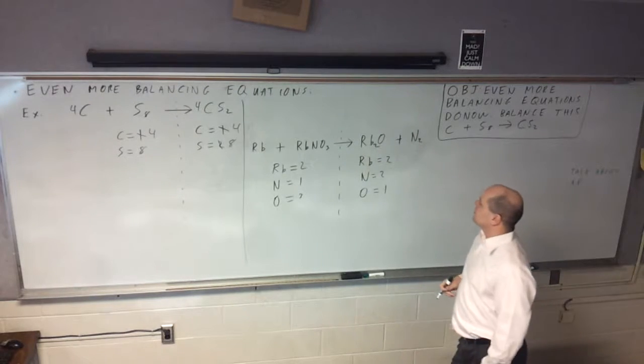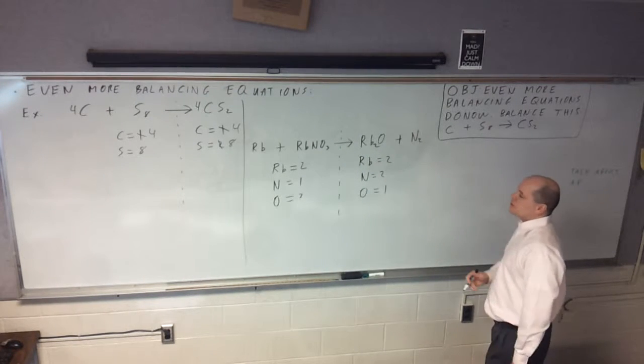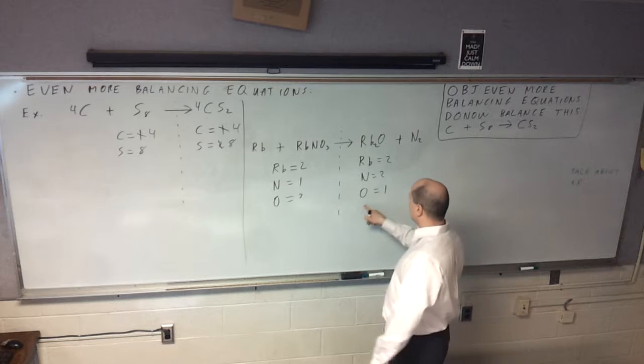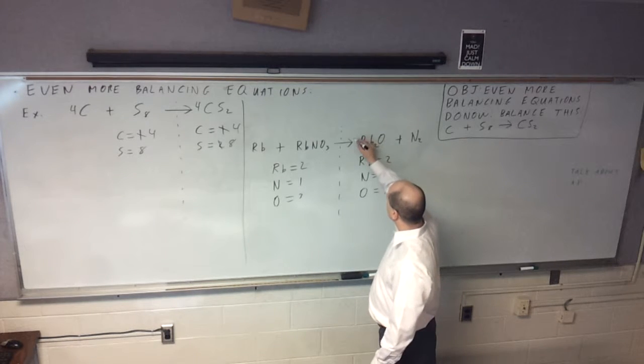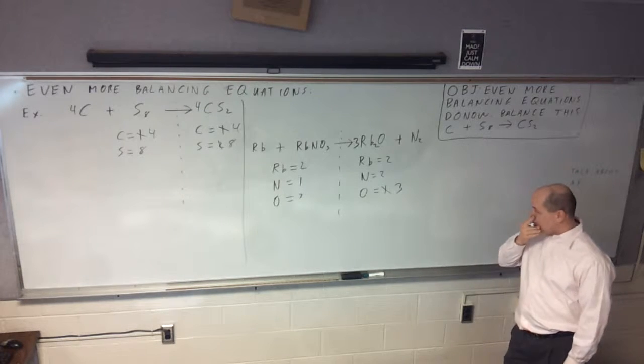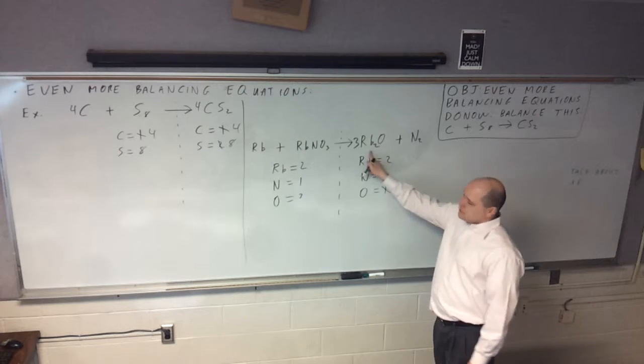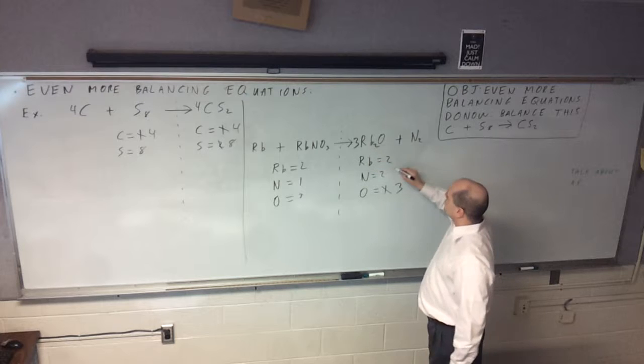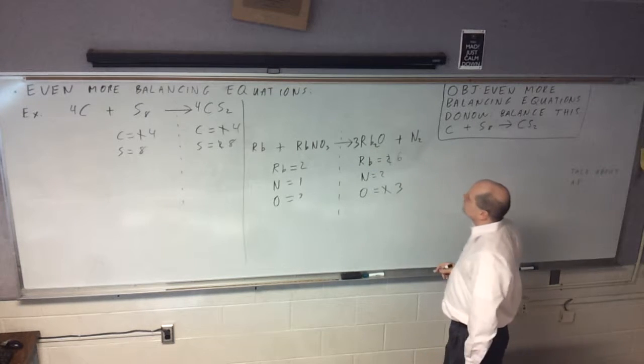So I'm going to try and do oxygen first and see how that works out. Here's 3 and here's 1. So I'm going to put a 3 here. Make that a 3. And then of course you always got to update the rest of your list, so that's going to change rubidium. So this becomes a 6.